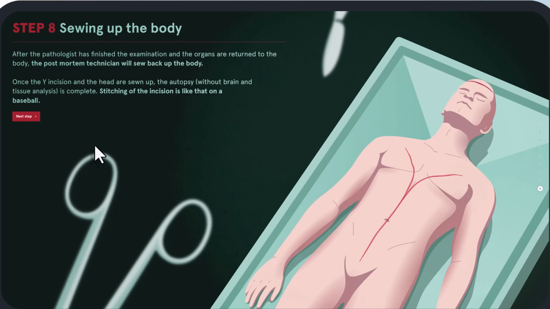Sewing up the body. After the pathologist has finished the examination and the organs are returned to the body, the post-mortem technician will sew back up the body. Once the Y incision and the head are sewn up, the autopsy without brain and tissue analysis is complete. Stitching of the incision is like that on a baseball.